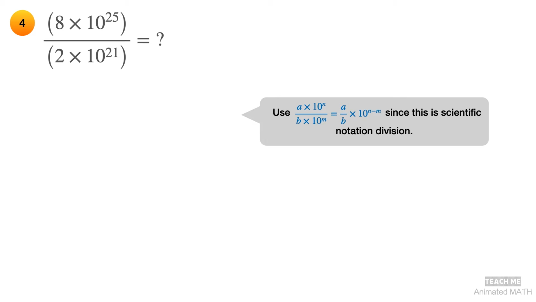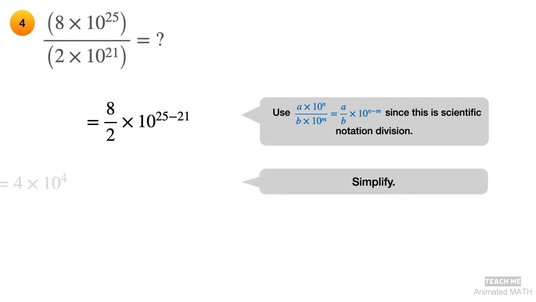This problem can be solved by directly applying the formula for the scientific notation division. Perform division for the coefficients and subtraction for the exponents. 8 divided by 2 is 4, and 25 minus 21 is 4. This will give you a final answer of 4 times 10 raised to 4.